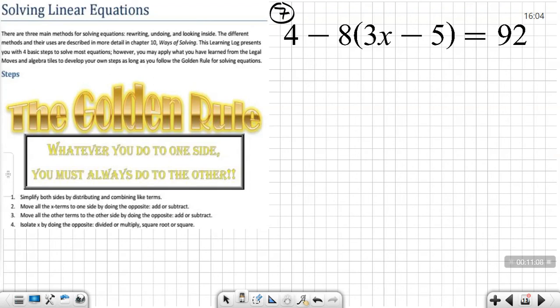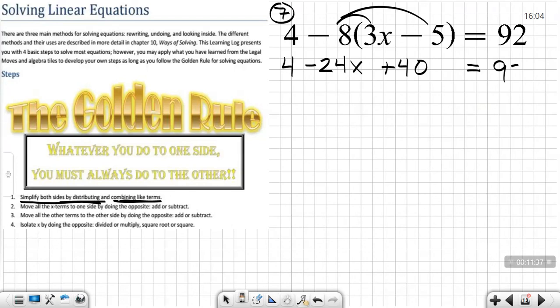Let's see if you got caught by one of our first traps here. One of the traps that they try to get you with is the 4 minus 8. A lot of people tend to do that first. It's a mistake. Again, follow our steps. Simplify both sides by distributing and combining like terms. I'm going to distribute that negative 8 first. The 4 is not touched, but negative 8 times 3 is a negative 24x. Negative 8 times negative 5 is a positive 40. A lot of mistakes are typically made by making that a negative by accident.